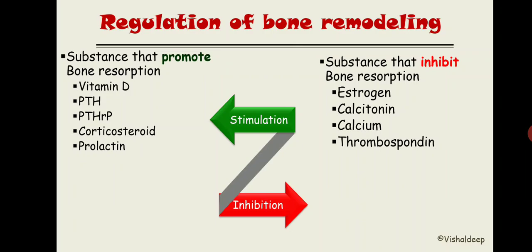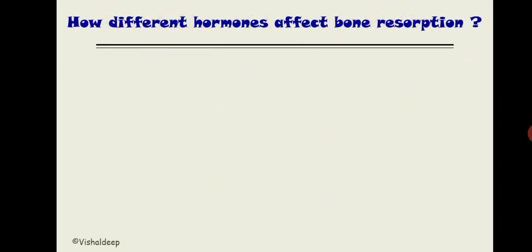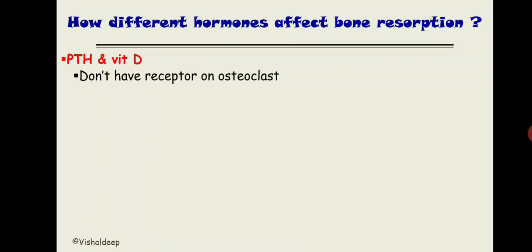Now how do different hormones affect bone resorption? Parathyroid hormone and vitamin D do not have a direct receptor over the osteoclast. See, this is a very interesting fact. Parathyroid hormone and vitamin D, both hormones stimulate bone resorption, and yet both of them do not have a direct receptor over the osteoclast. So they first activate the osteoclast via the osteoblast.